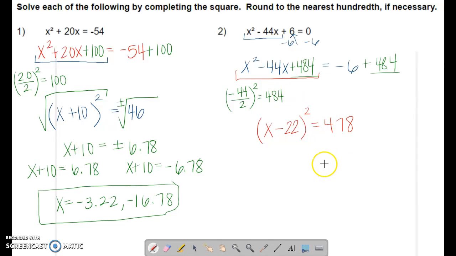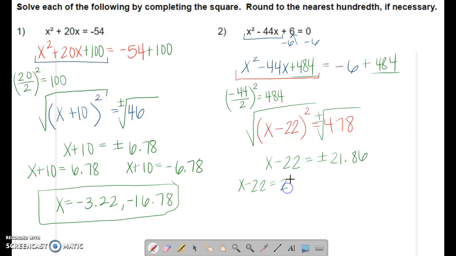So it's set up perfectly for solving by square roots now. So we can take the square root of each side and just remember to take both the positive and negative square root. So x minus 22 equals both positive or negative 21.86. And this allows for two different equations to be solved. X minus 22 equals 21.86 and x minus 22 equals negative 21.86. We want to solve each of those by adding 22 to both sides, and you get two answers.